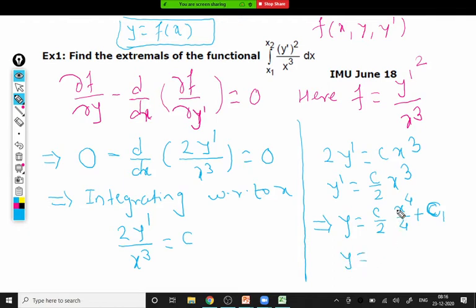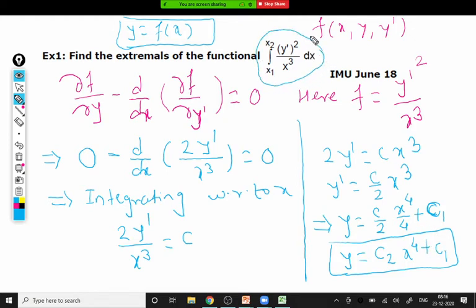I will say c by 8 as c2, so c2 x^4 plus c1, because c is some general constant. C is a constant, and c by 8 is again a new constant, so we just denoted c by 8 as c2. So y equal to c2 x raised to 4 plus c1 is a curve for which the value of this integral will be extremum, that is a minimum or maximum.